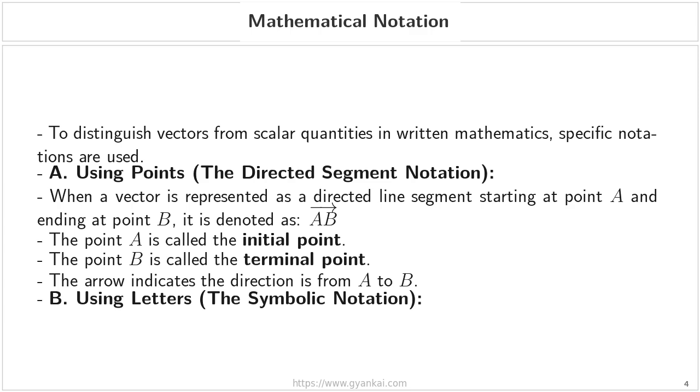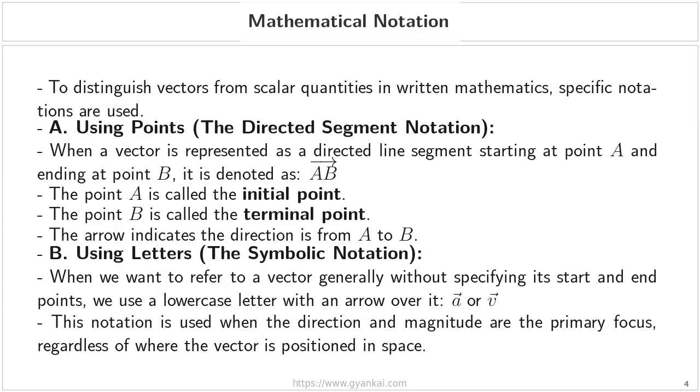Next, we have method B, which is the symbolic notation. Sometimes, we aren't looking at a specific diagram with labeled points, and we just want to talk about a vector in a general sense. In these cases, we use a lowercase letter with a small arrow placed directly over it, such as a with an arrow or V with an arrow. This notation allows us to focus purely on the magnitude and the direction of the vector, regardless of where it is positioned in space. As we will see in our next example involving displacement, being able to switch between these two notations will be very helpful.